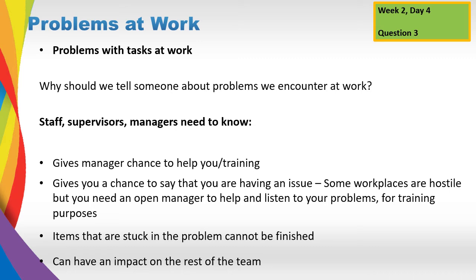Problems at work. So we need to keep others involved and informed when we are dealing with problems at work. So we could be reporting problems or letting people know, such as our colleagues, our line managers, our team leaders. But why should we tell these people? So we should be telling our line manager because it gives them the chance to help you or to give you more training. If there is something that you're having trouble with in the workplace, perhaps it's a piece of equipment that you just can't get your head around.